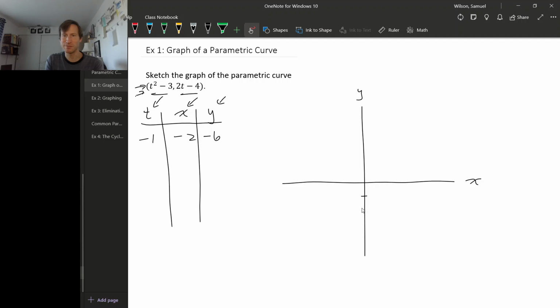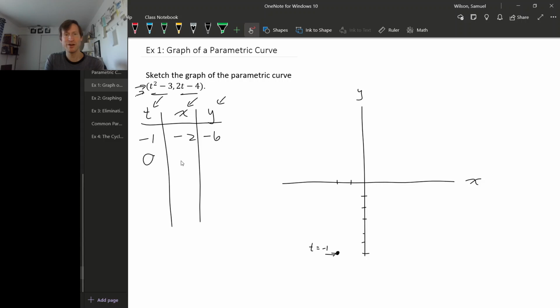So that's going to look something like this. So -2 in the x direction, and then -6 in the y direction, so here. And we've plotted this point, but notice that there's nothing on this graph that actually indicates what t value this point corresponds to. If you want to decorate the graph with t values, you can. So we could write t equals -1 right here, just as a note to ourselves that that's the t value that produced that point. Okay, let's plot a few more points.